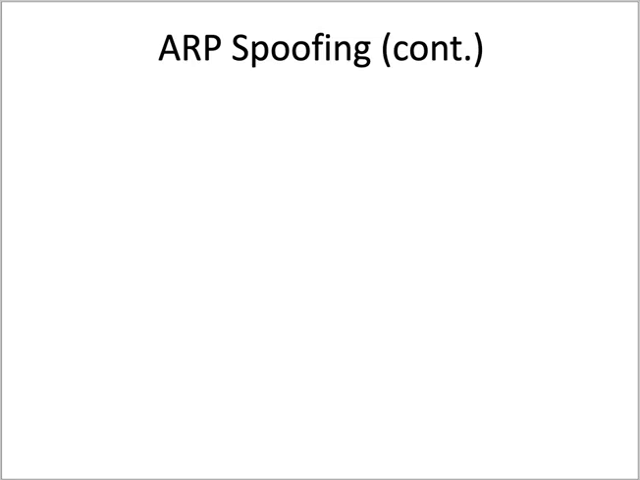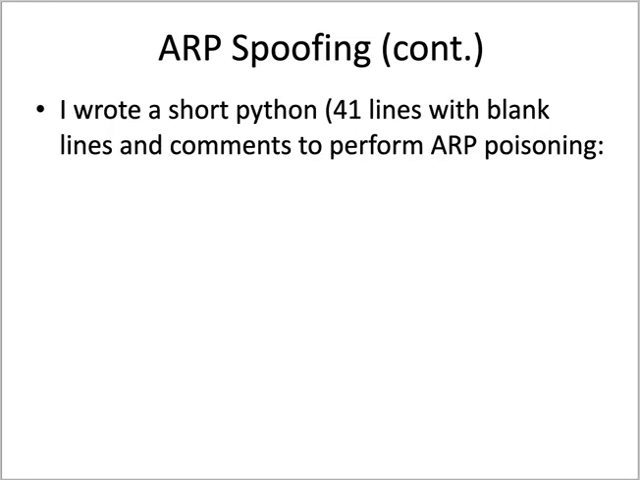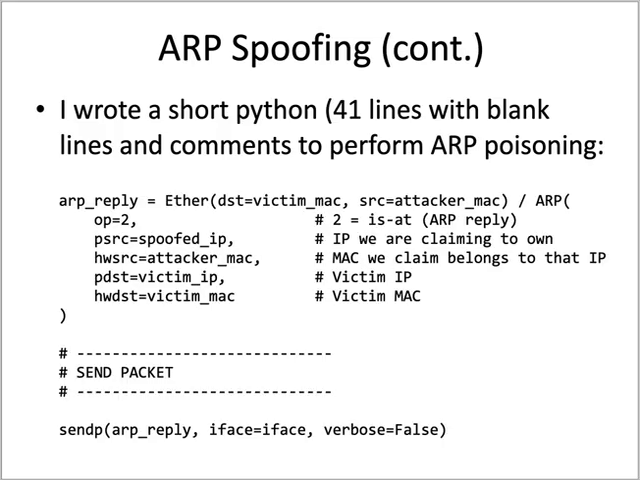Now, when I was doing this, I was going to see how easy it was to do. So I wrote a short Python script, which is a 41-line program, but in reality it's probably more like 15 or 20, because I put blank lines in to space it out and make it look nice. I put comments in. And kind of the heart of the program is this send command, where I basically send an ARP packet out an interface with the sendp command, and was able to do ARP poisoning.